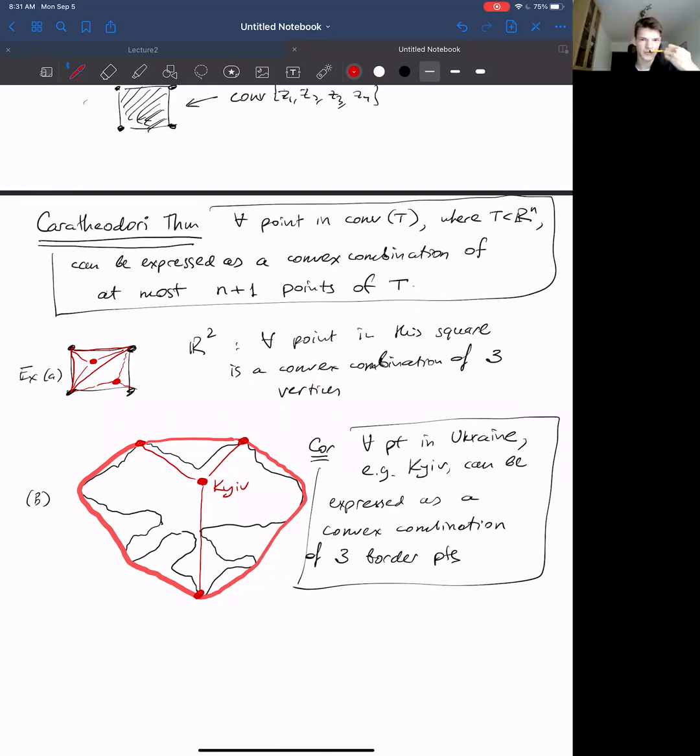May I ask a question? Yeah, go ahead. Is it right that in the case of this border of Ukraine, always 2 points will be enough, since we can just draw a straight line through any point inside, and the intersections of this line with the border will do what we want? So for any point we always have a basis with 2 points.